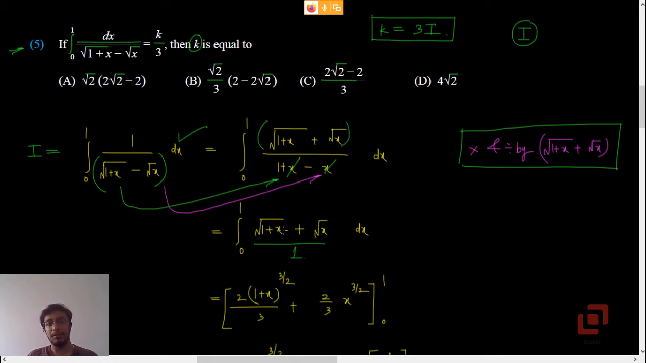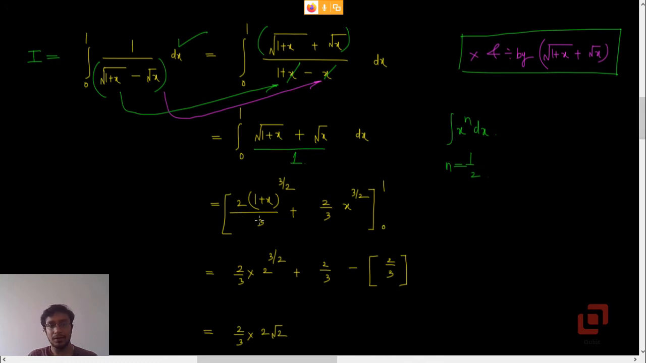Now it is in a much simpler form, or it is in that form wherein we can integrate. Okay, so use the formula integral x raised to n dx with n equal to 1 by 2. So it will be 2 by 3 into (1 plus x) raised to 3 by 2 plus 2 by 3 into x raised to 3 by 2. Lower limit is 0, but this time the entire function's value at 0 will not be 0, only the second term will be 0. Okay, let us first substitute the upper limit, which is 1.